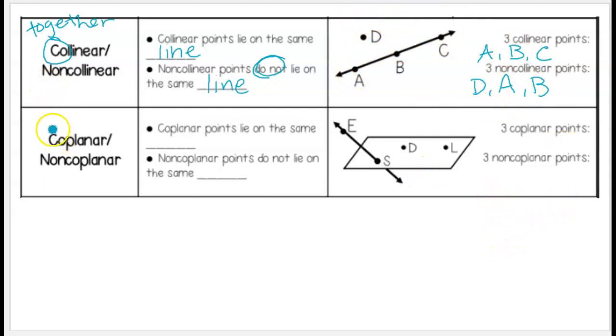All right, we made it to coplanar. We see that co prefix again, but it's coplanar this time. Coplanar points lie on the same plane. Non-coplanar points do not lie on the same plane. So our 3 coplanar points are the ones on our plane here. That's point S, point D, and point L. And then we have our point E that is up off of the plane here. So I need to include that when I pick my 3 non-coplanar points.